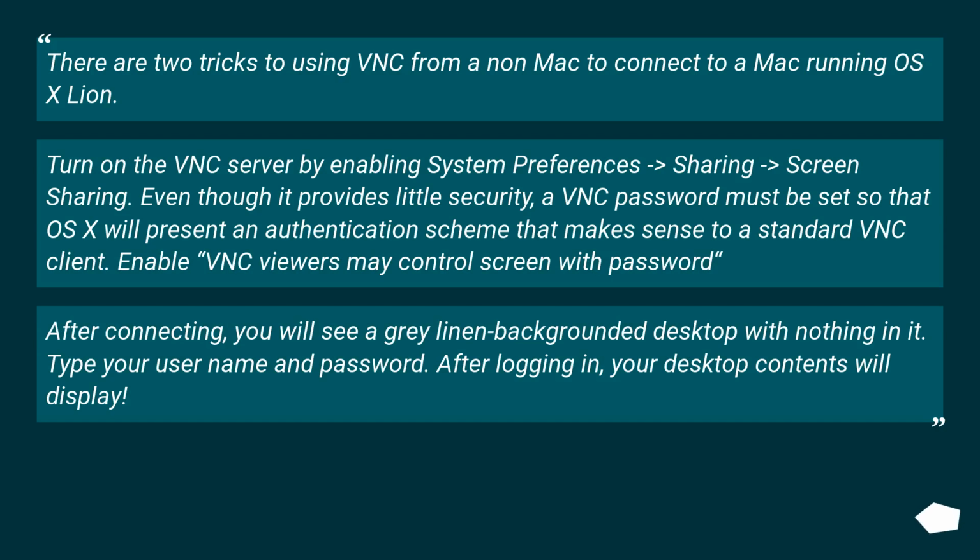There are two tricks to using VNC from a non-Mac to connect to a Mac running OS X Lion. Turn on the VNC server by enabling System Preferences > Sharing > Screen Sharing. Even though it provides little security, a VNC password must be set so that OS X will present an authentication scheme that makes sense to a standard VNC client. Enable VNC viewers may control screen with password.